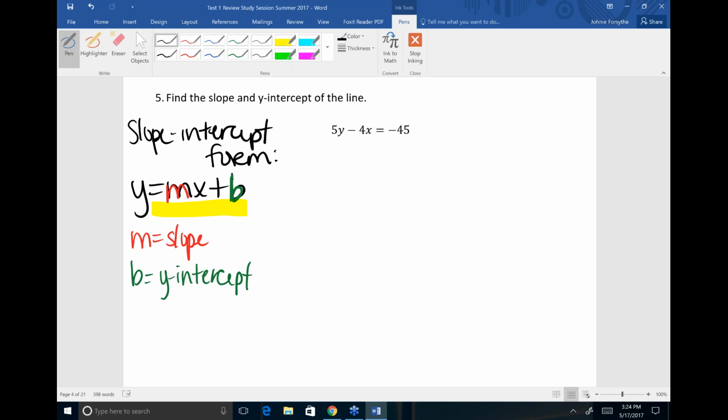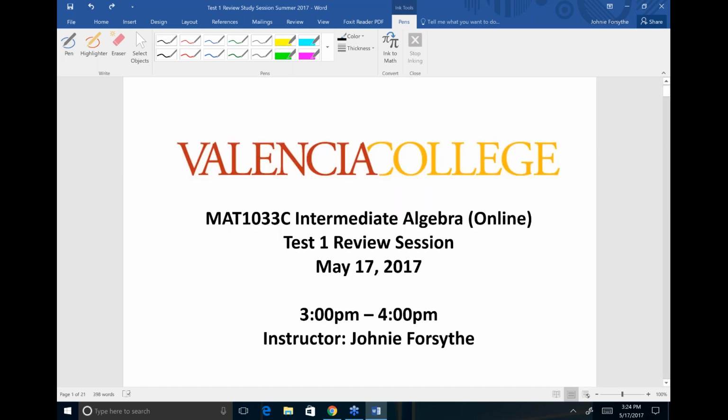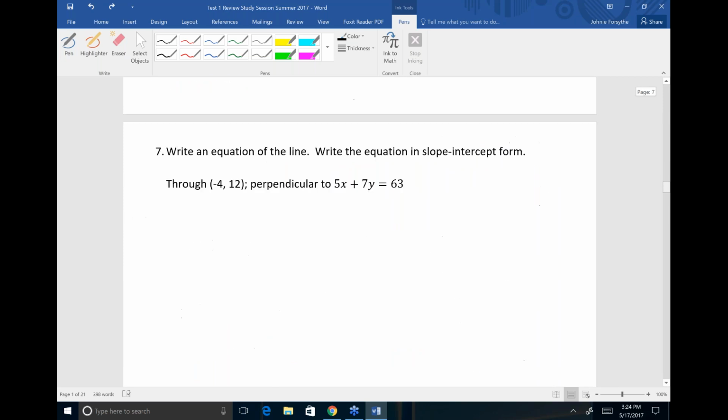So we're going to take our equation and we're going to set it equal to y. So here's y right here. I want to get that, oh goodness, didn't mean to do that. Sorry guys.